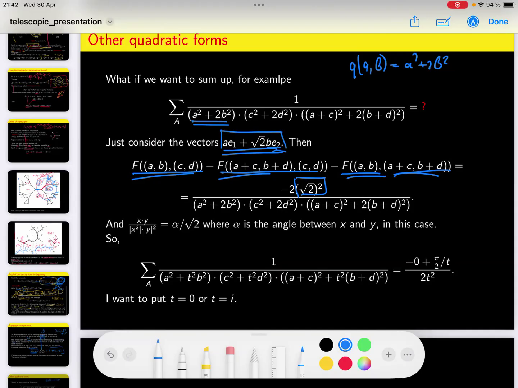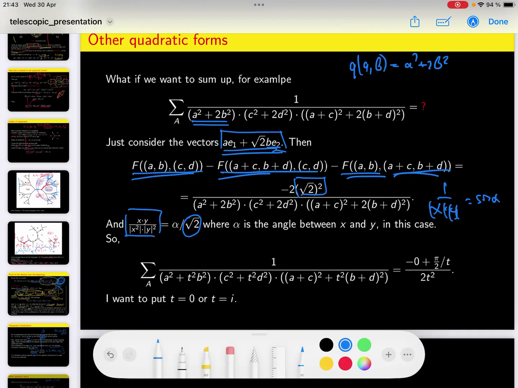And also you remember, in this estimate, when I estimate what happens at infinity, I said that 1 divided by xy is just sine alpha, because the area of the parallelogram is 1. But now the area of the parallelogram is not 1. So here also I must divide by the area. So the contribution at infinity will be not pi over 2, but pi over 2 divided by square root of 2.